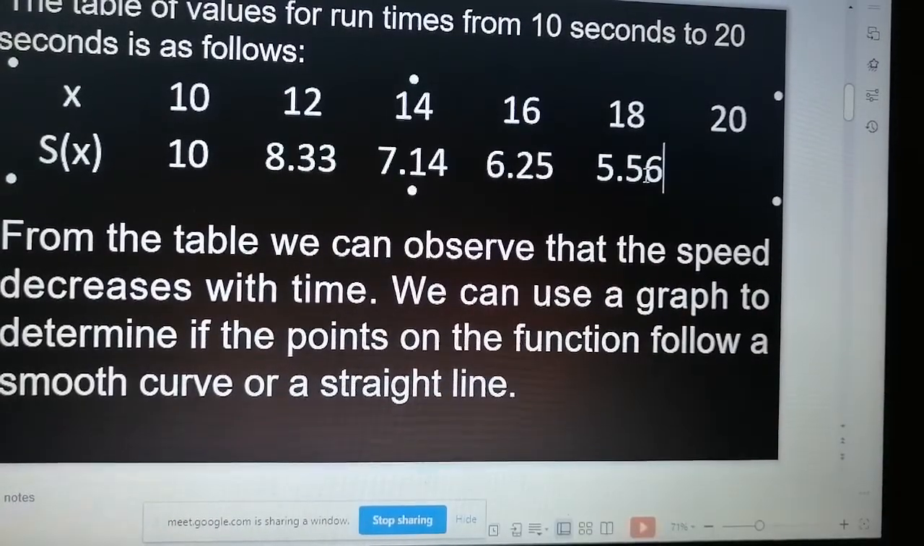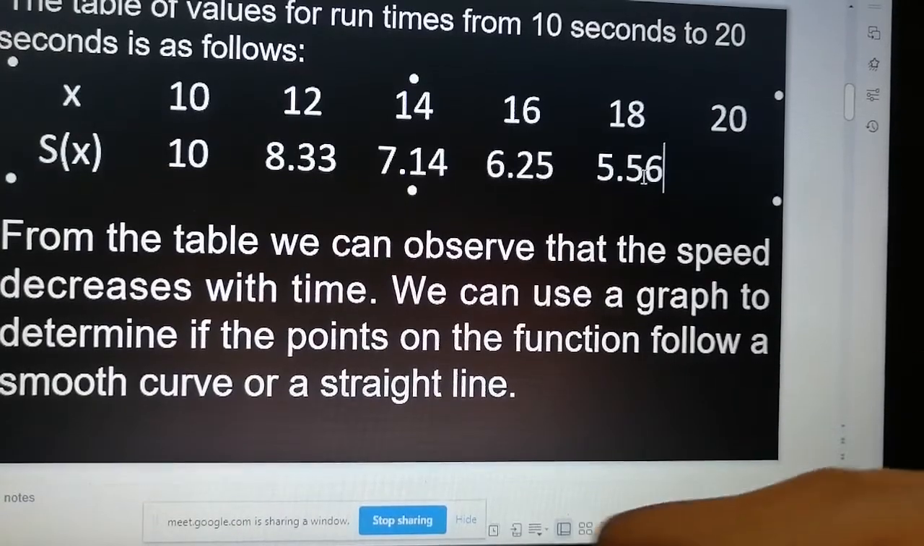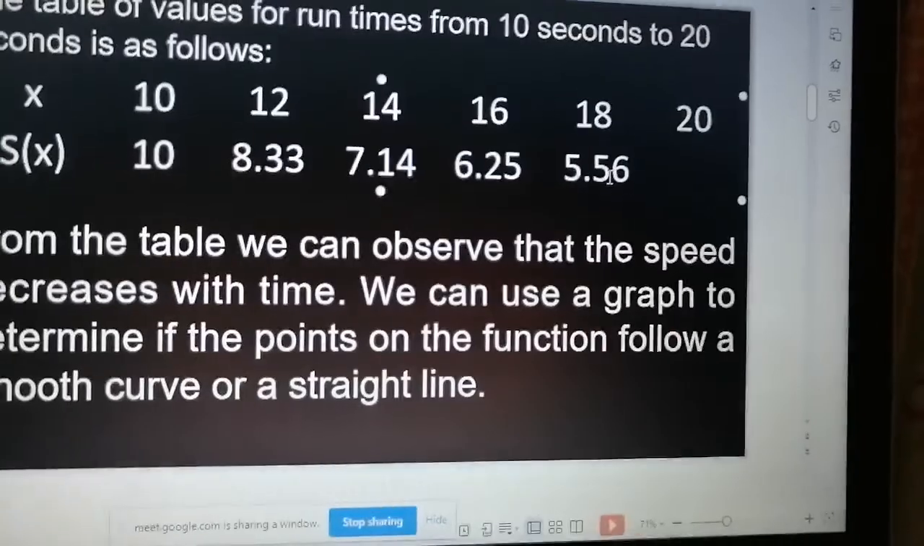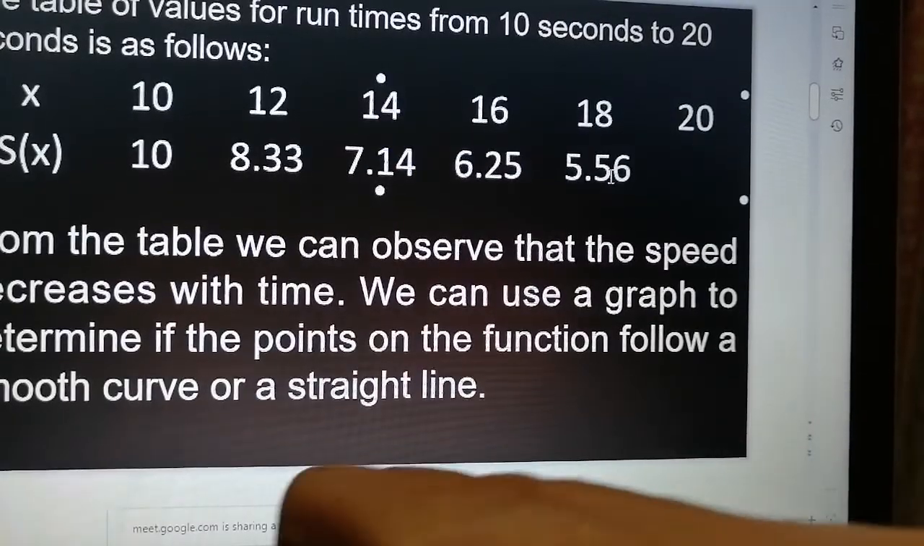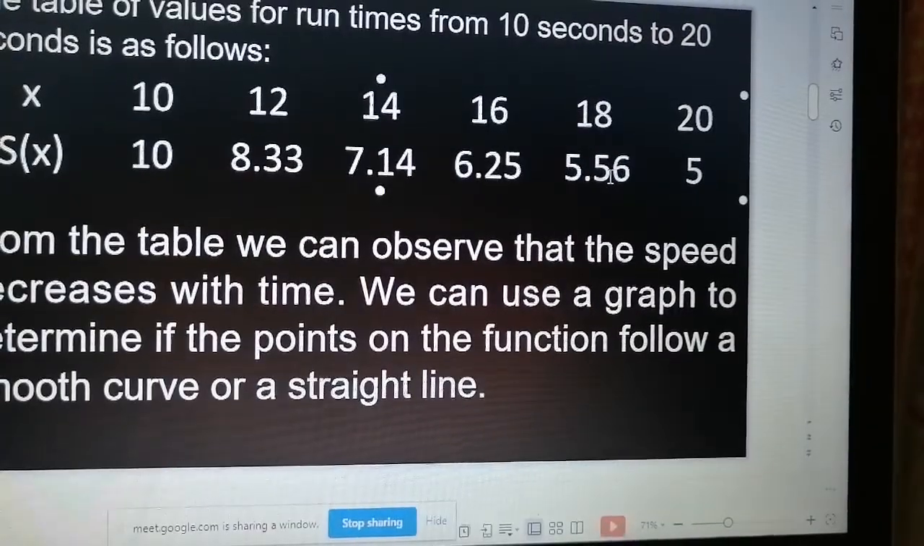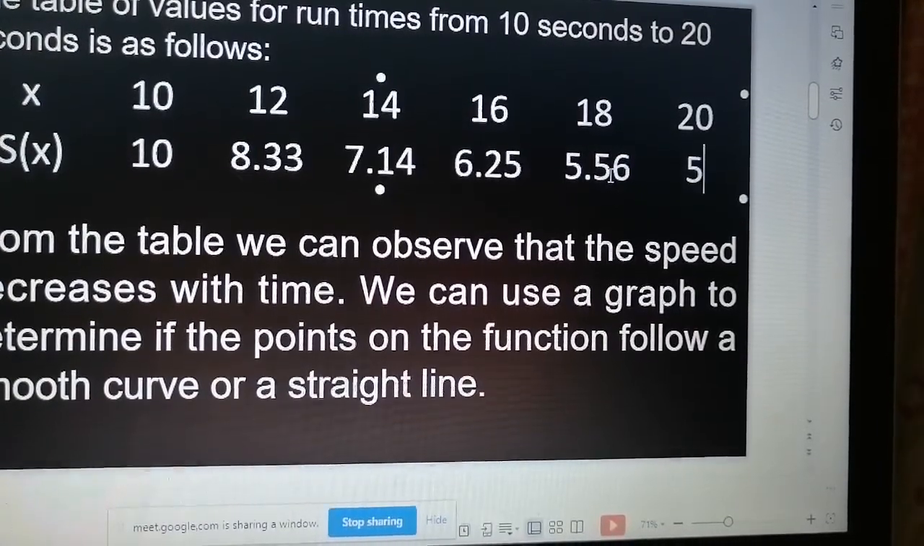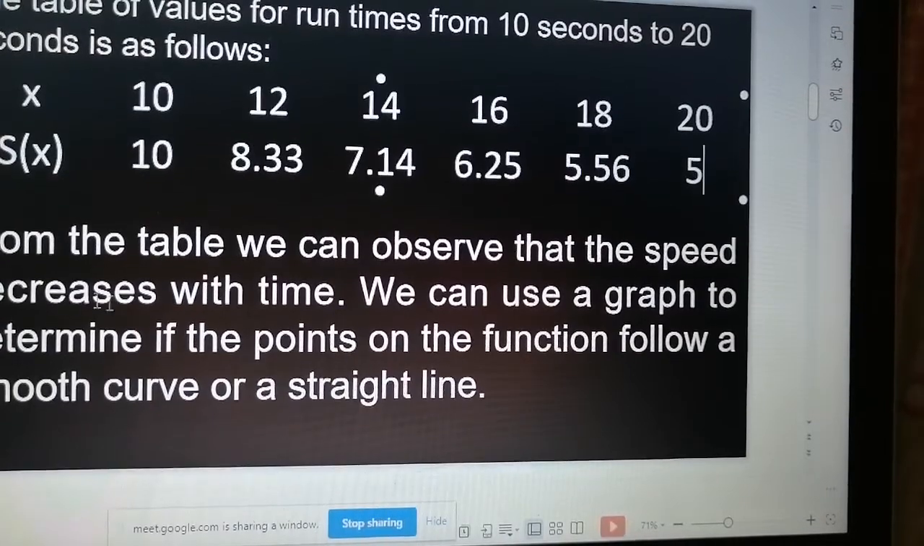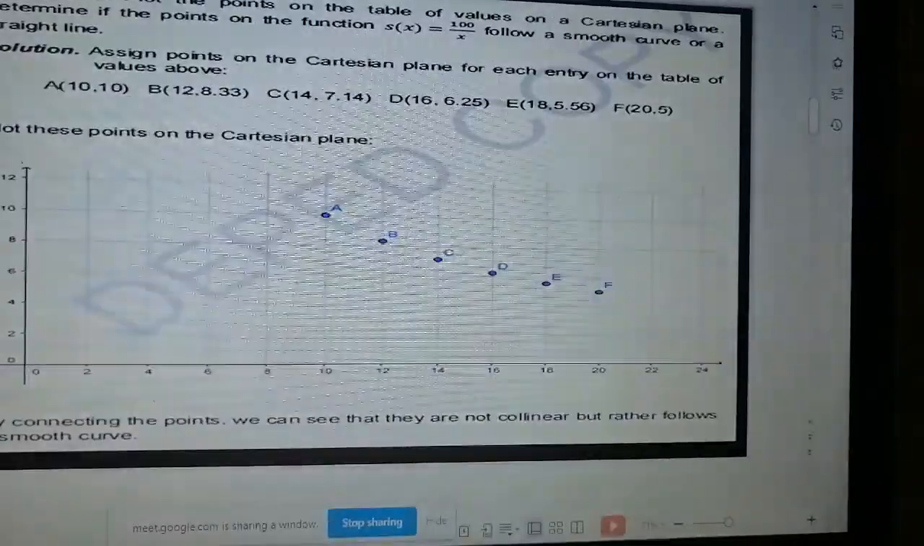5.56. How about 20? 5. Okay, ganun lang. Okay, nakuha? Wait lang. 5. Okay. From the table, we can observe that the speed decreases with time. We can use a graph to determine if the points of the function follow a smooth curve or a straight line. Okay, gagawa na tayo ng graph.